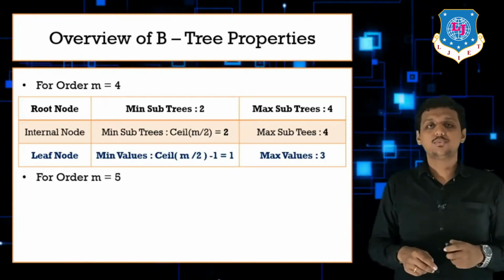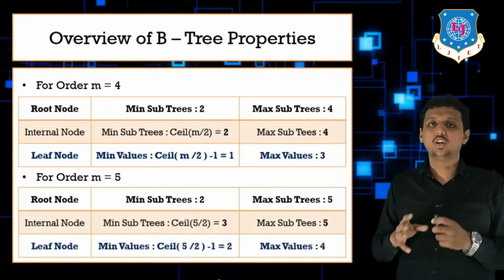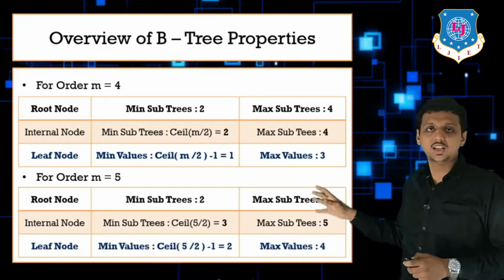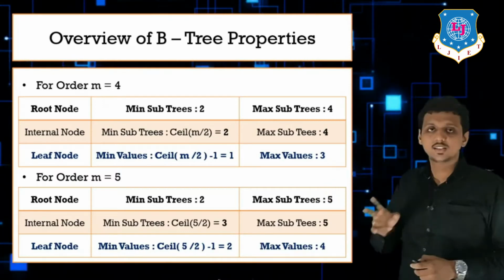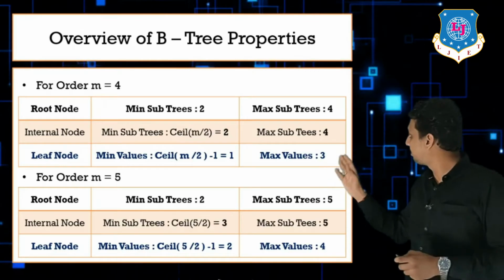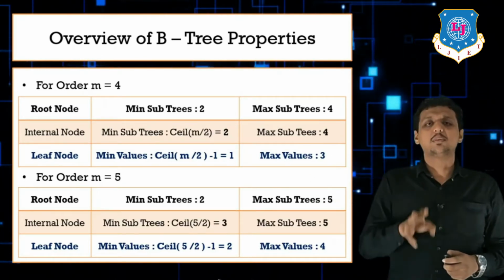What about the next? If the order is equal to 5, that is, m is equal to 5, then what are these nodes? The root node must contain minimum subtrees 2, maximum subtrees 5. The internal node must contain minimum subtrees 3.